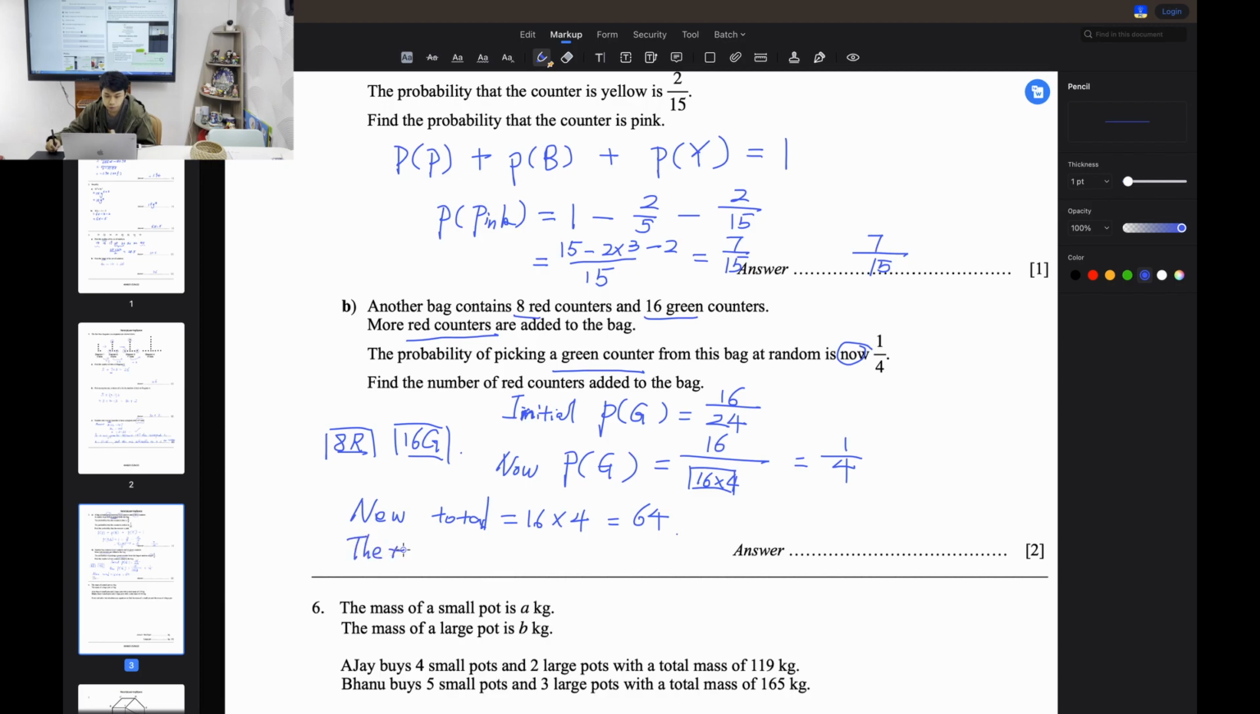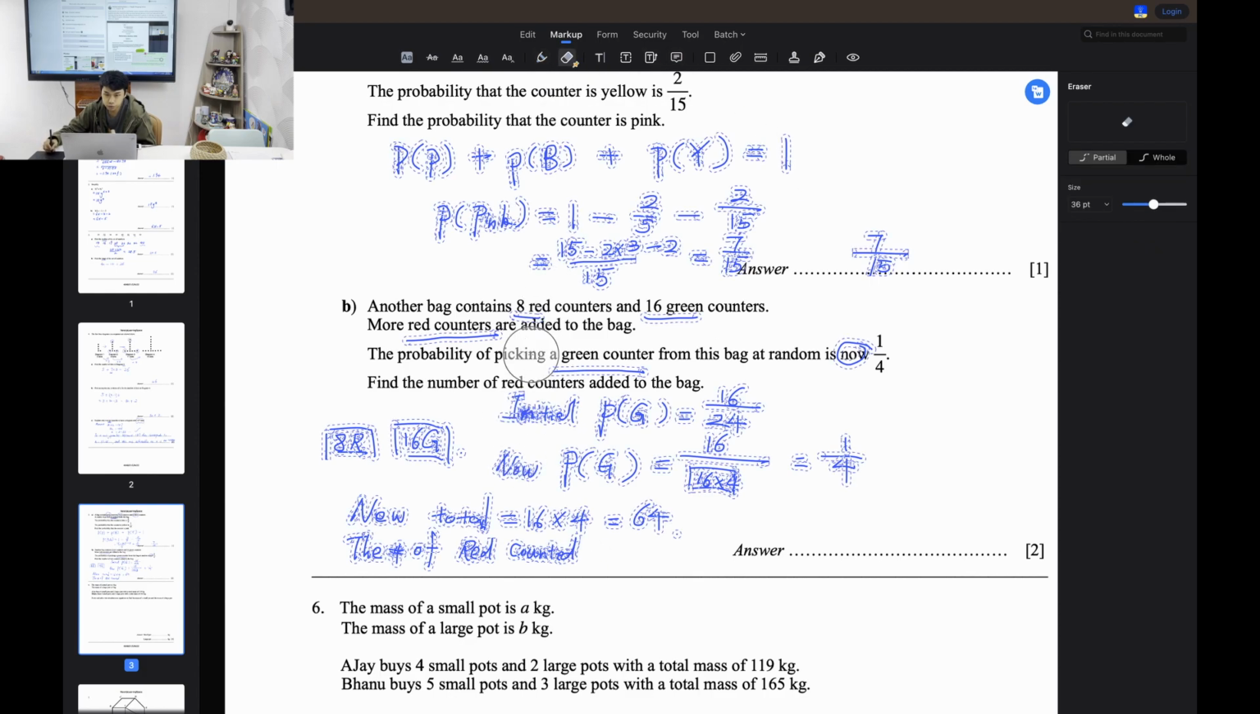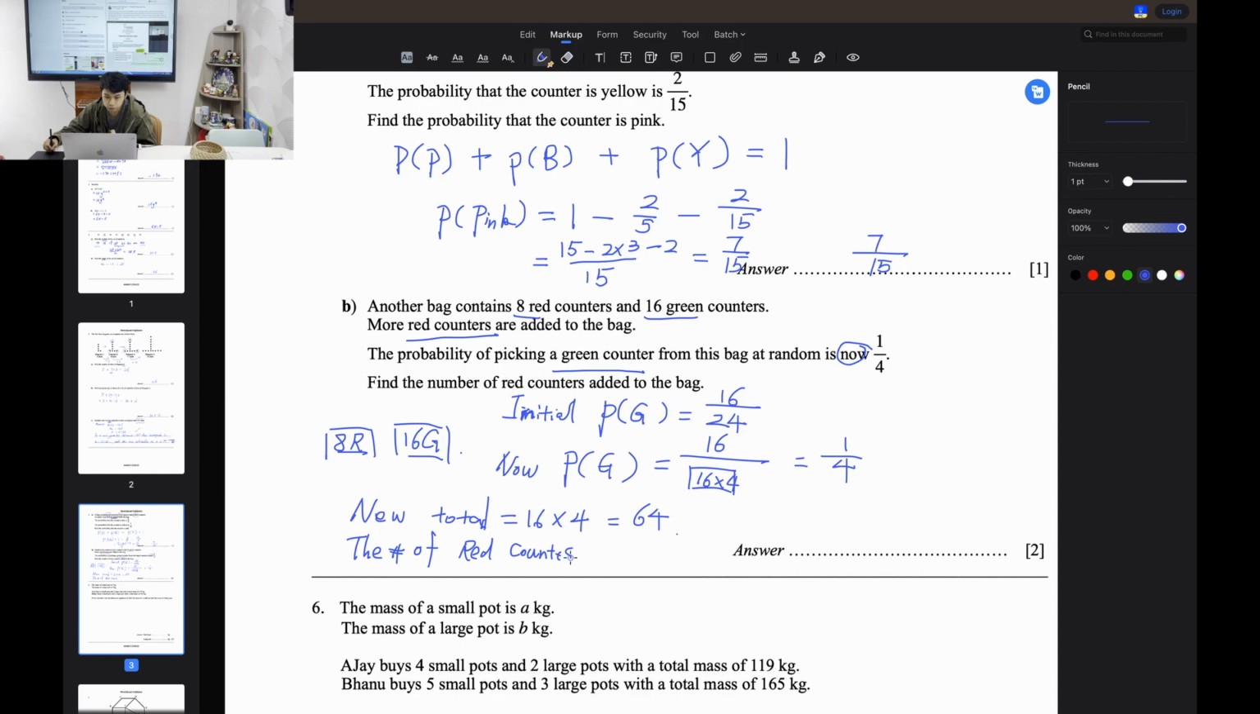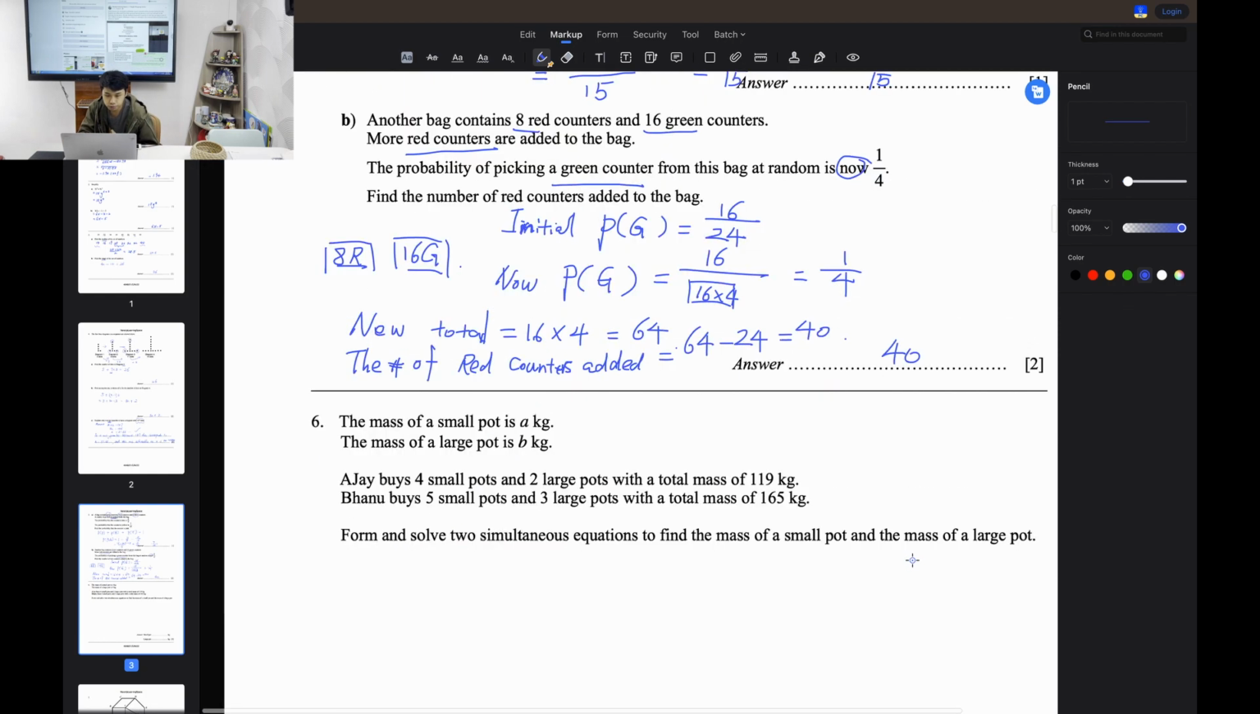added in. Red counters added equals 64 minus 24, which equals 40. So 40. 2 marks. Okay, let's carry on. Question 5 is done.